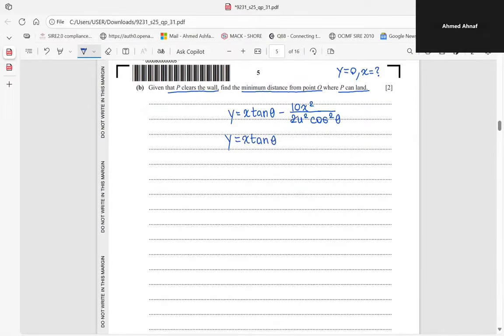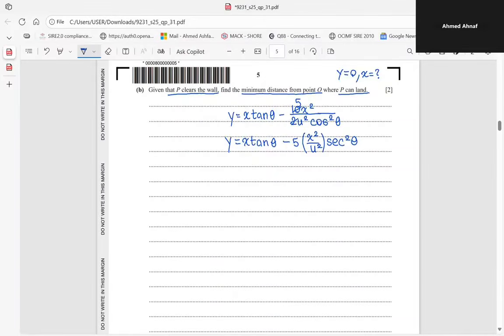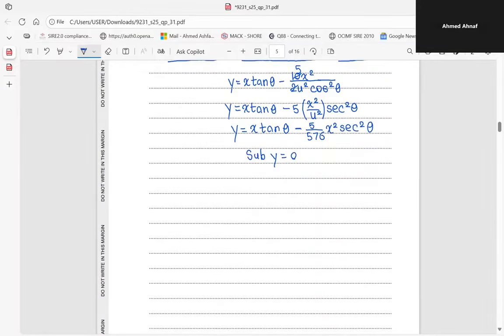Let's simplify this equation a bit more. x tan theta minus 5 x squared over u squared times 1 over cos squared theta, which is secant squared theta. Then u squared is 24 squared, so 5 divided by 576. y equals x tan theta minus 5 over 576 x squared secant squared theta. Now let's substitute y equals 0. So we get x tan theta equals 5 over 576 x squared secant squared theta, where secant squared theta is 1 plus tan squared theta.